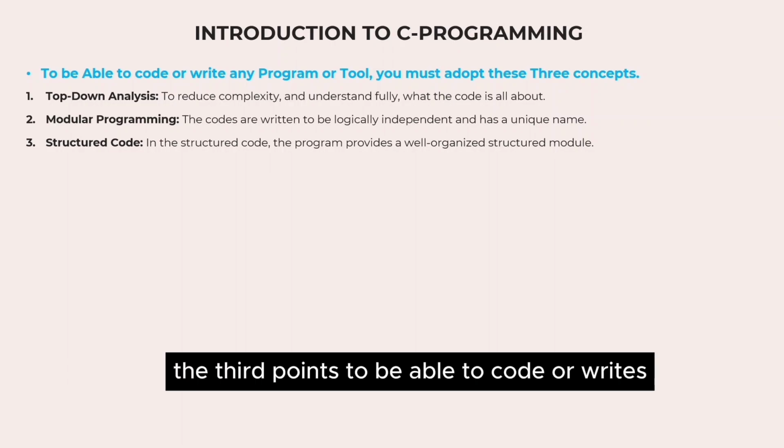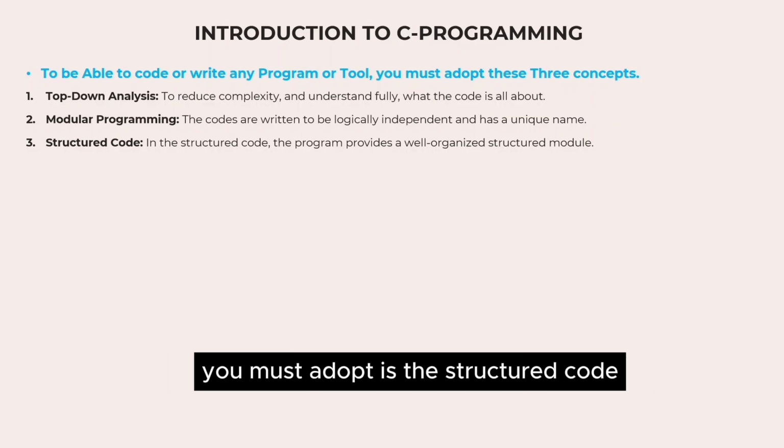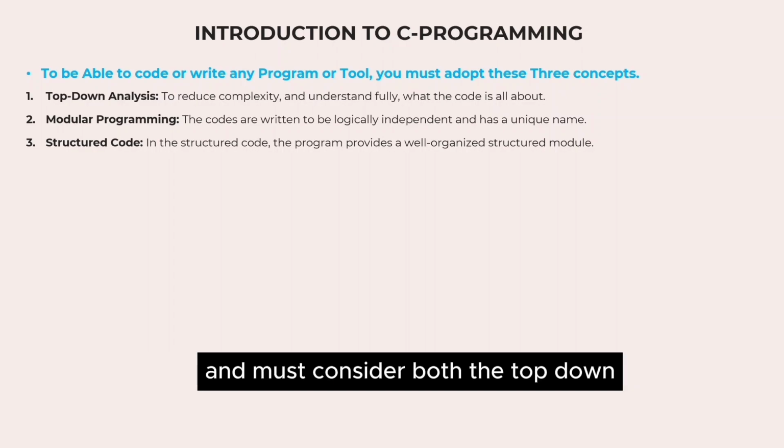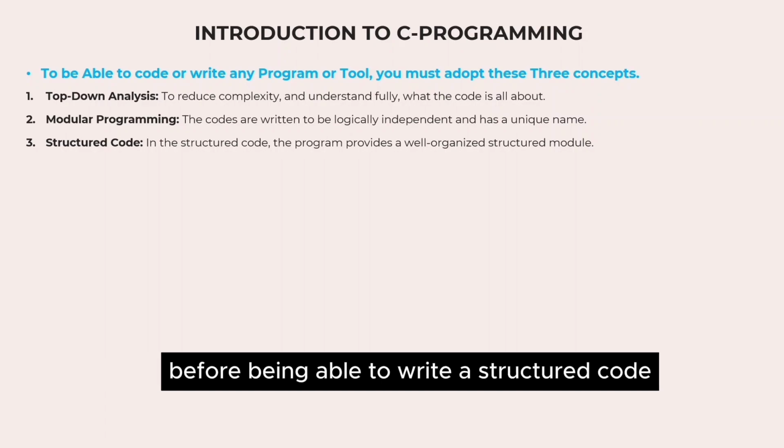The third point to be able to code or write any program or tool you must adopt is structured code. Structured programming describes a good control flow and must consider both the top-down analysis and modular programming approach first before being able to write structured code.